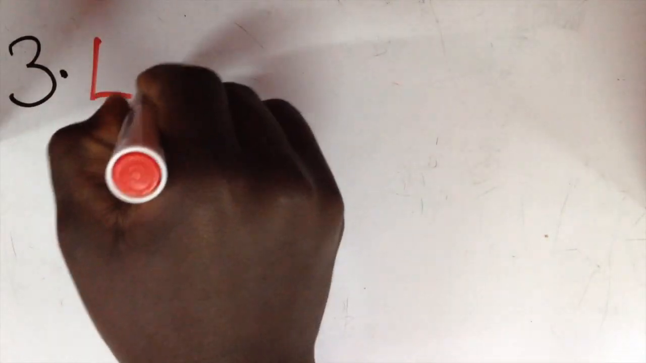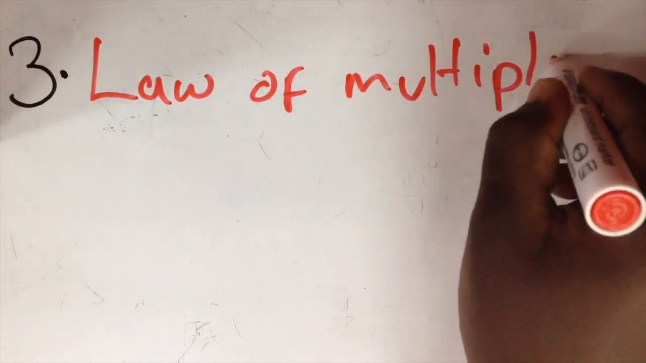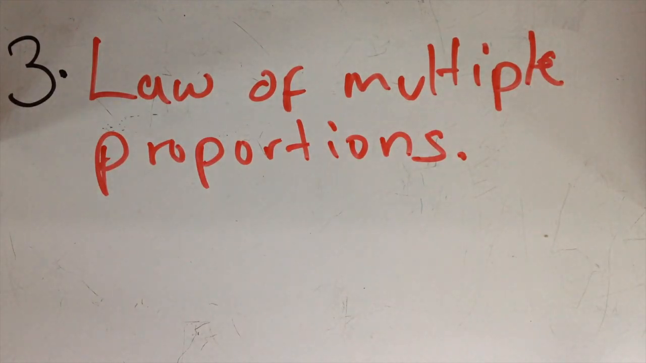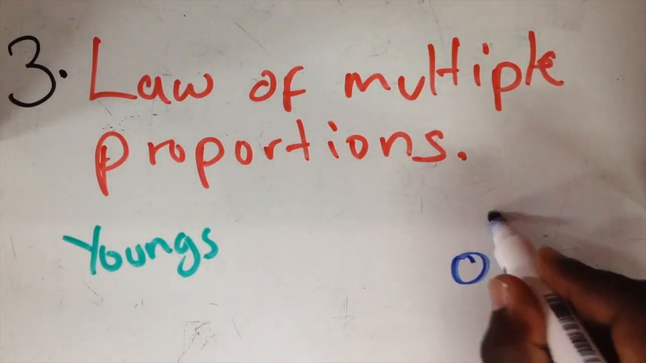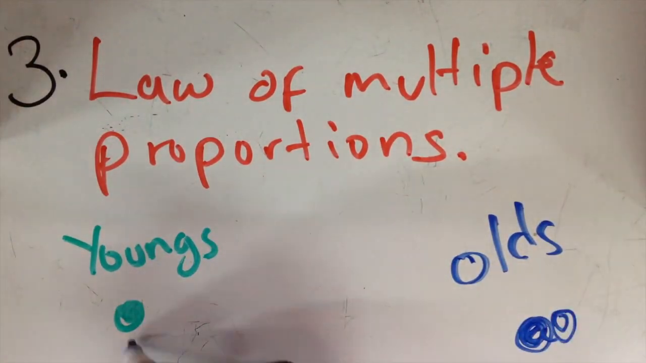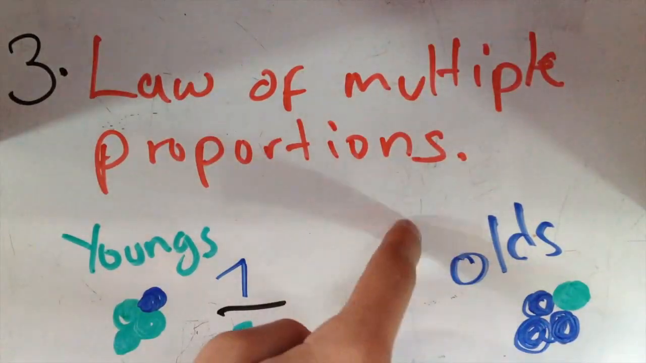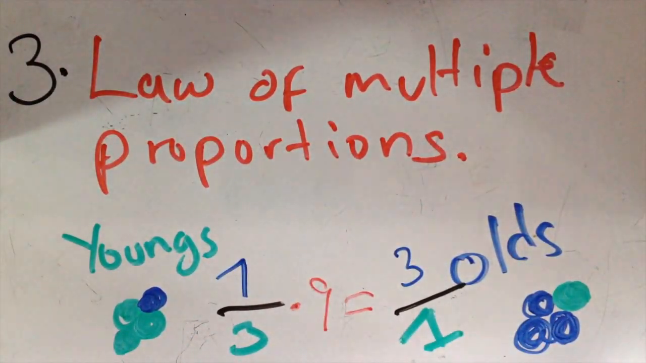The law of multiple proportions states that two or more different compounds that have the same elements, the ratio of the elements in the compounds are related by a whole number. For example, if there's a compound called Young's and a compound called Old's, and there was 3 carbons and 1 hydrogen in the Young's and 1 carbon and 3 hydrogens in the Old compound, the ratios are related by 9.